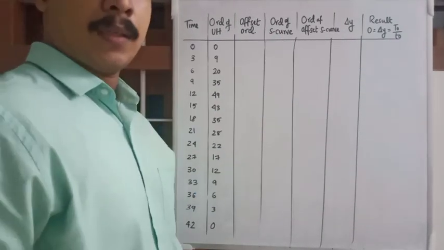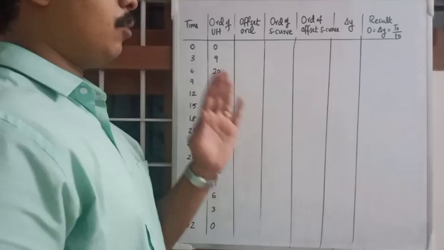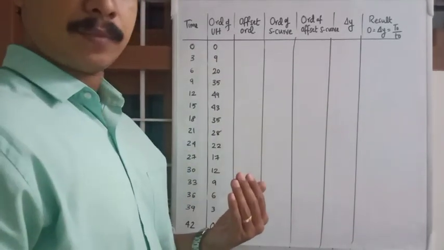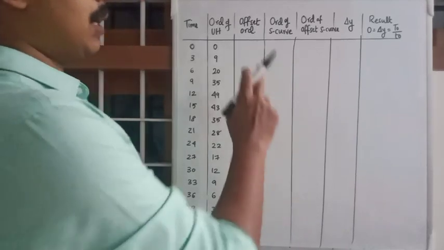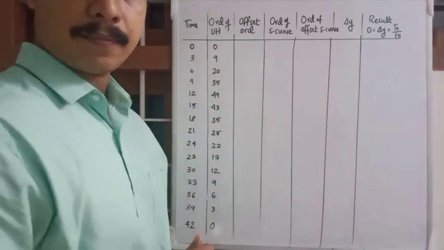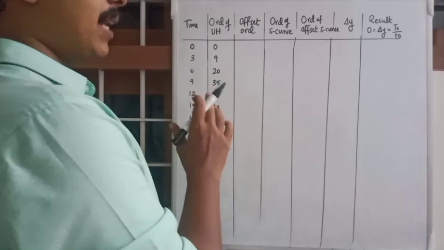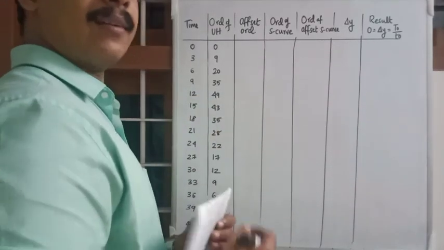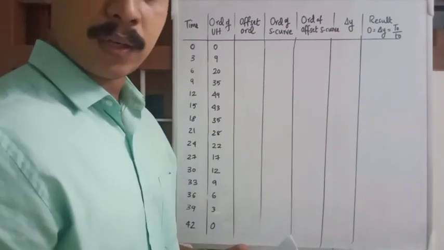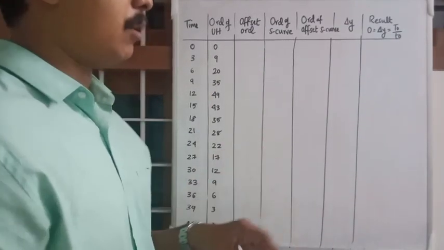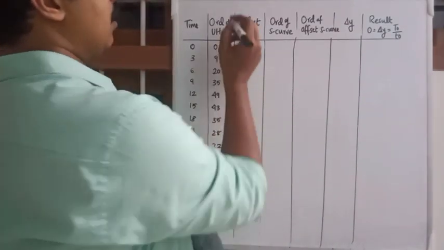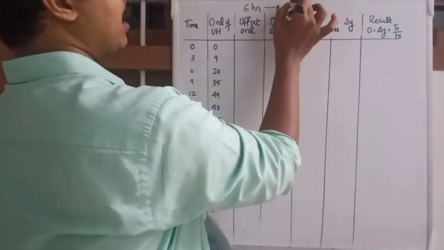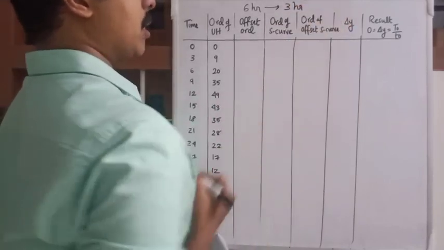So welcome back. Today we are discussing how to construct a unit hydrograph from another unit hydrograph. In the last class we discussed construction of the S-curve. Today we are taking one duration of unit hydrograph and making it another unit hydrograph of a different duration. For example, today we are doing a 6-hour unit hydrograph and making it a 3-hour unit hydrograph.